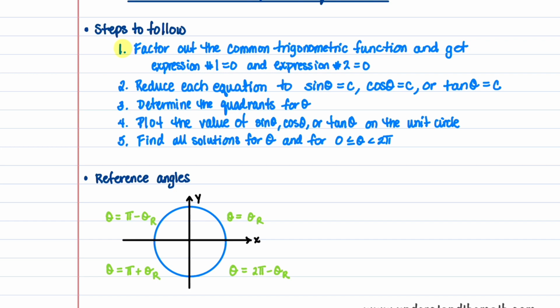The first step is to factor out the common trigonometric function. The second step is that we're going to reduce each equation to sine theta is equal to a constant, cosine theta is equal to a constant, or tangent theta is equal to a constant. The third step is we're going to determine the quadrants for theta. In our fourth step, we're going to plot the value of sine theta, cosine theta, or tangent theta on the unit circle. And then our last step is we'll find all solutions for theta. We'll use reference angles to find these solutions, and I've included a chart here that we can use as a guide.